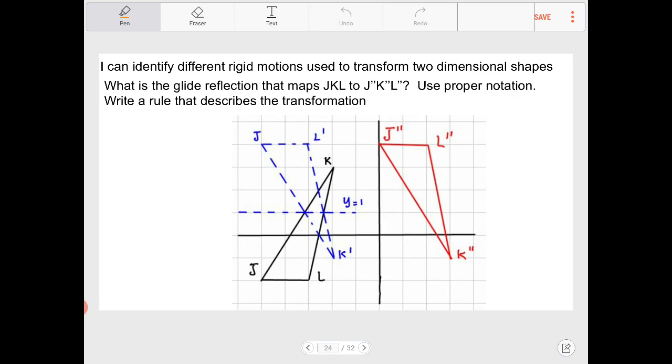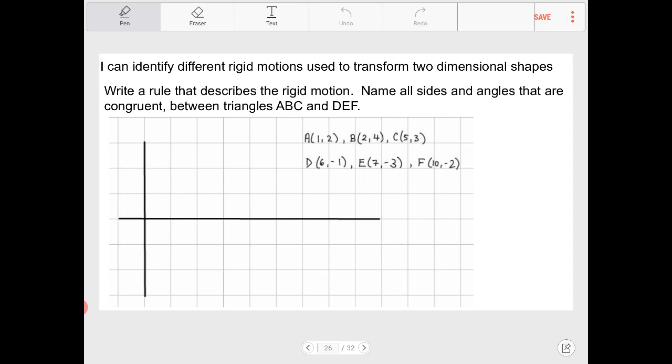And again, there's not a single right way of doing this. After you reflect, then we translate. You could have also translated and then reflected. Either way is the same thing, but the notation will look like this. All right, let's take a look at another one.